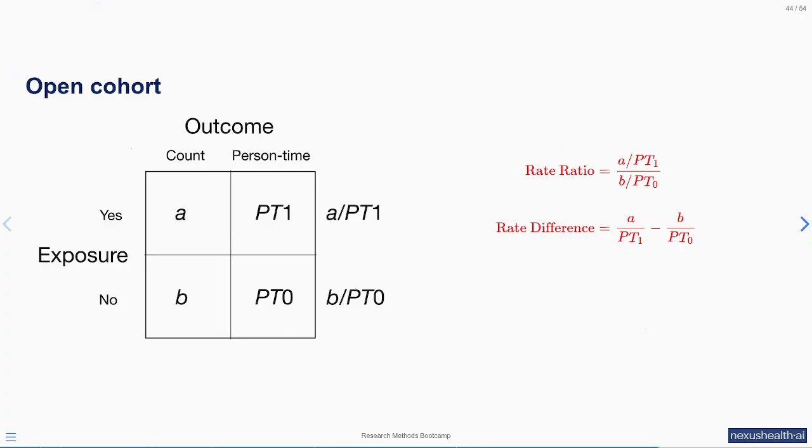So in the exposed group, we have a count. And then we have the person time experience. And in the non-exposed group, we also have a count and we also have the person time experience. And so the risk in the exposed group is given to us by the count of individuals, which is A, over the person time experience. So this is an incidence rate. In the non-exposed group is given to us by B over PT0. And so again, rate ratio is just to divide those two, right? So A over PT1 divided by B over PT0. The rate difference again is just to subtract the incidence rates. So A over PT1 minus B over PT0.